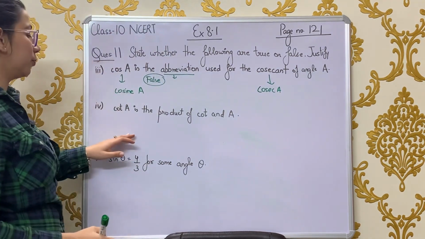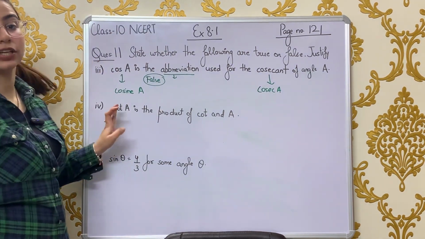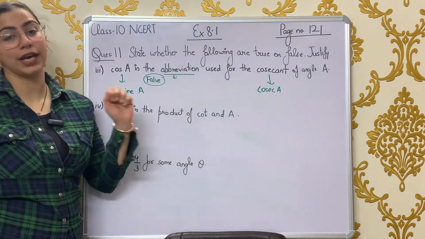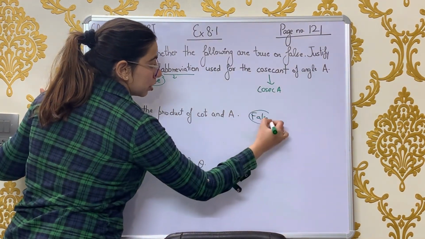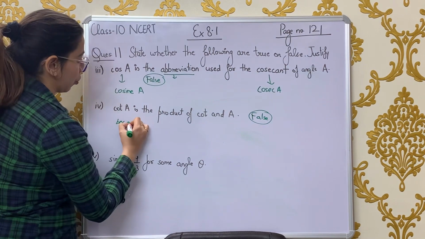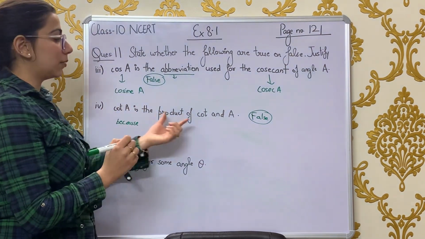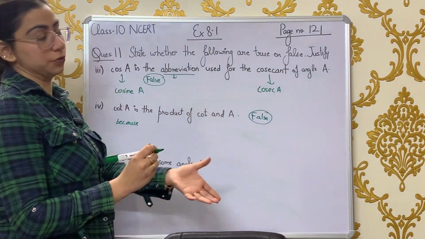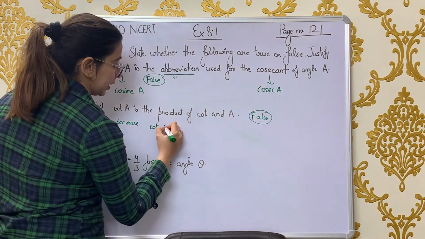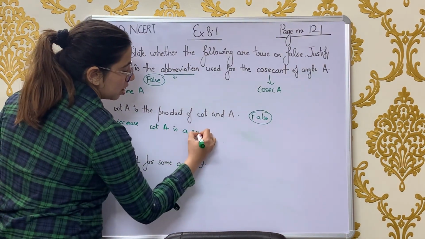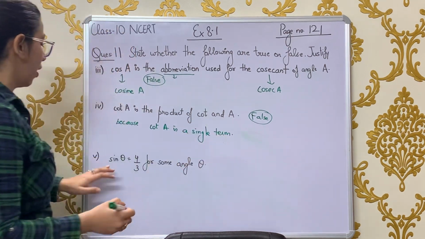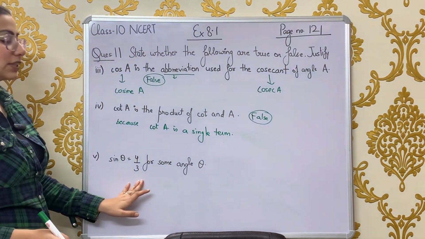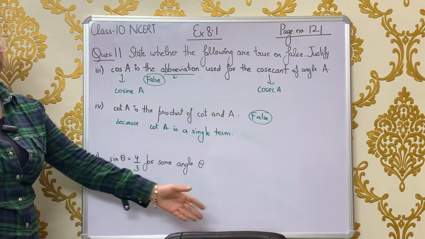Okay. Now moving to the fourth part, they are saying that cot A is the product of cot and A. This is also false, because cot A is a single term and it is not a product of any two terms. Cot A is a single term. Now, the fifth part says sine theta is equal to 4 by 3 for some angle theta.